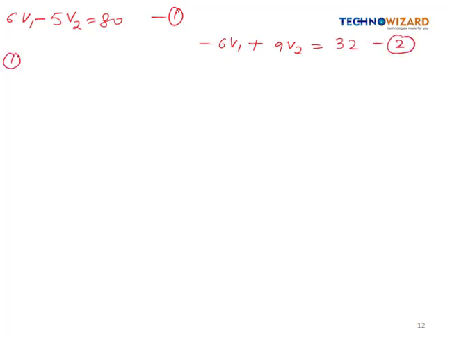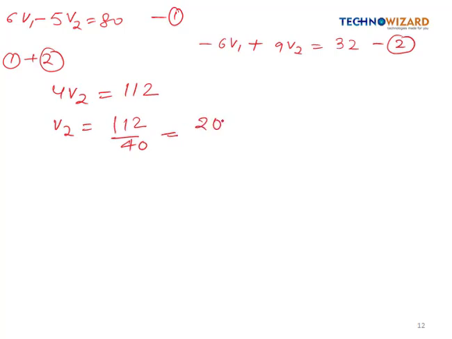Now adding equation 1 and equation 2. 6v1 minus 6v1 will get cancelled out, and minus 5 plus 9 will be 4v2 is equal to 80 plus 32, which is 112. So v2 value is coming as 112 by 4, which is 28. So v2 value is coming as 28 volt, right?